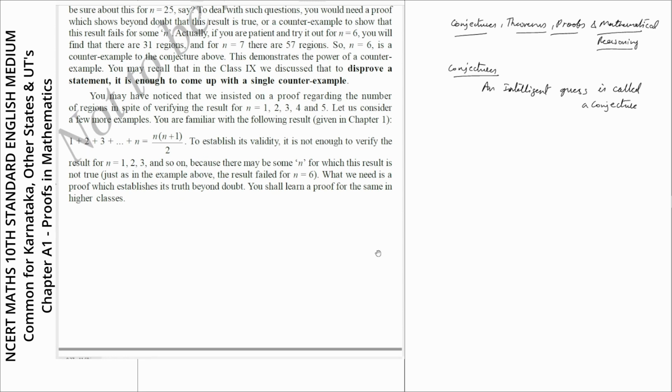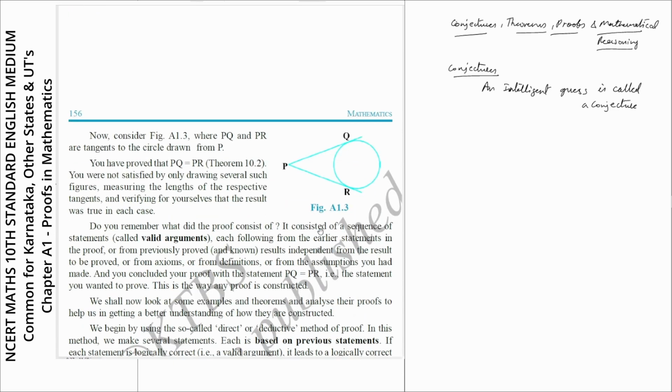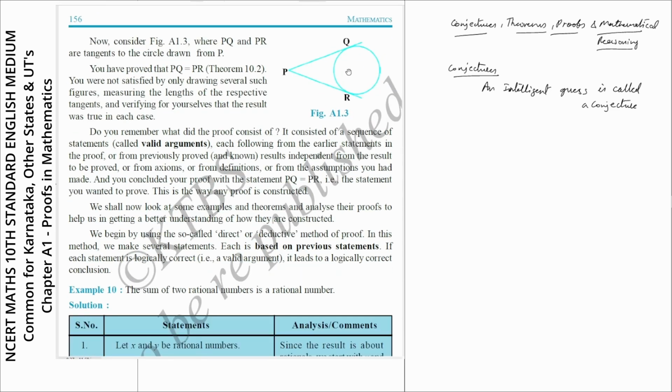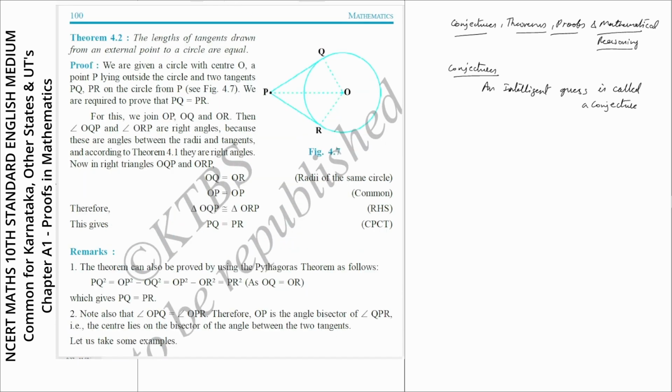Next in the textbook you can see a theorem. Here in this example you can see there is a circle, and from an external point P 2 tangents are drawn, that is PQ and PR. We should prove that these 2 tangents are equal in length. This one we have already learnt in the chapter on circles. In that chapter there is a theorem which states that the lengths of the tangents drawn from an external point to a circle are equal.